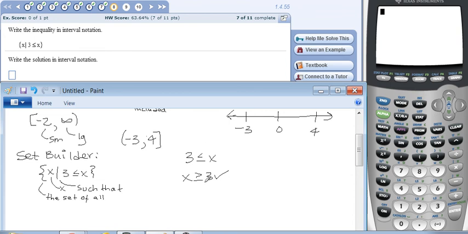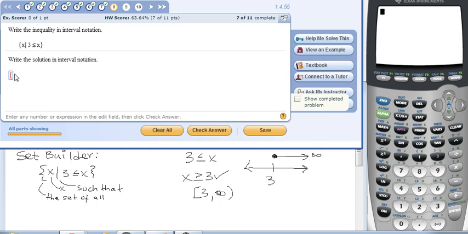So I want, in interval notation, to express all numbers that are bigger or equal to 3. Here's my silly line. I'm including 3, so I'm going to put a closed circle on there, and I'm going to go toward infinity. Okay? So bracket 3, comma, infinity, parenthesis. Remember, infinities are never included.